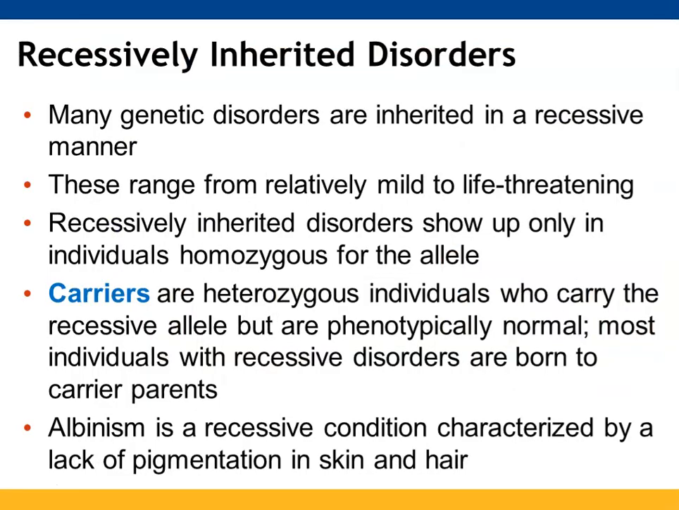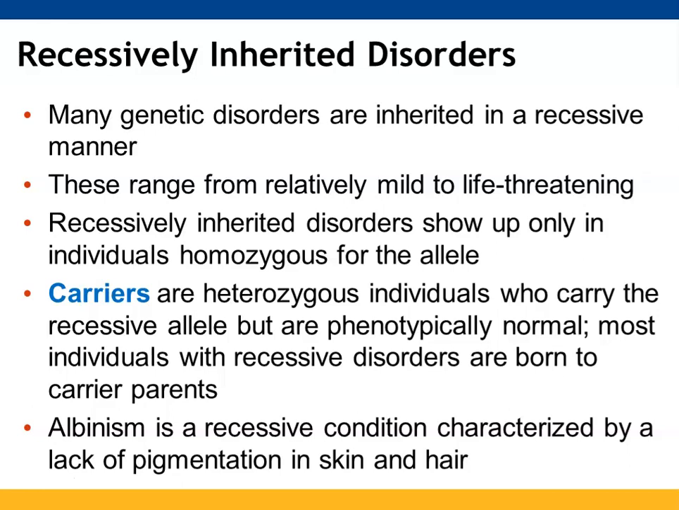A lot of genetic disorders, however, are inherited recessively. Sometimes these disorders are not going to have a big impact on that individual's life, and other times they will. You're only typically going to see these recessively inherited disorders when individuals are homozygous for those alleles. Carriers would be your heterozygous individuals. In general, you would not see any difference in their phenotype. And so if you have offspring that carry a recessive disorder, their parents most likely were heterozygous for those alleles.